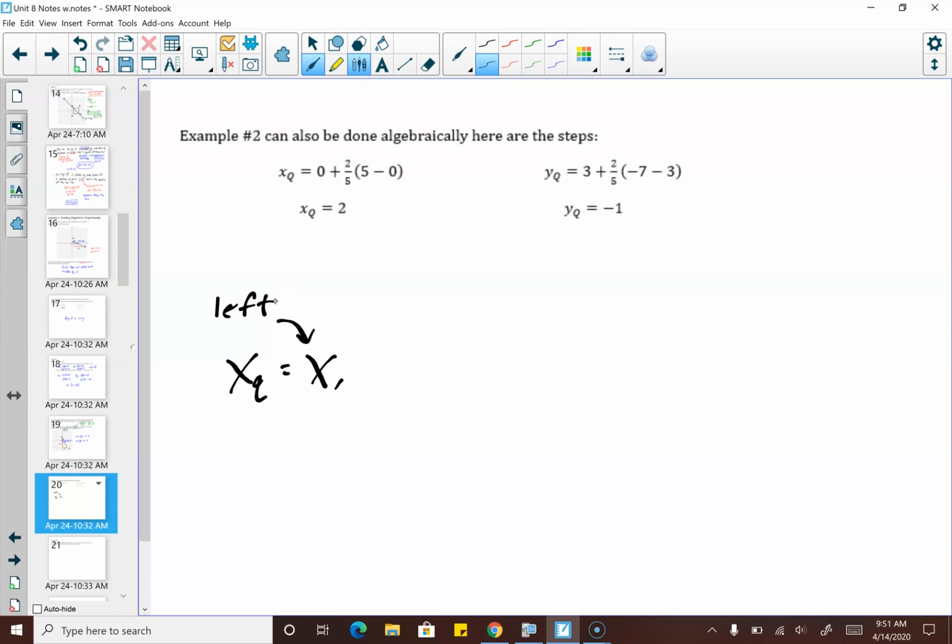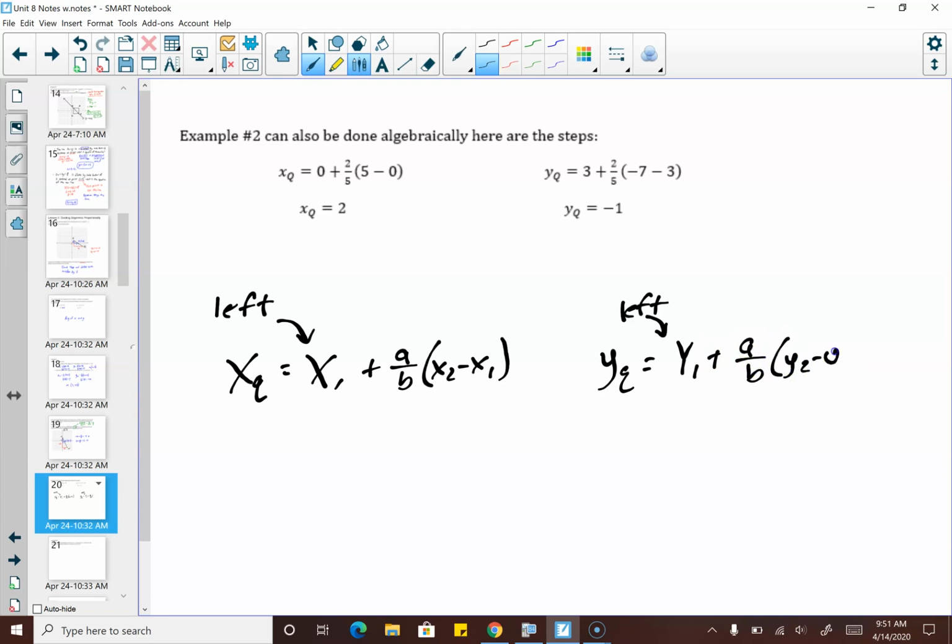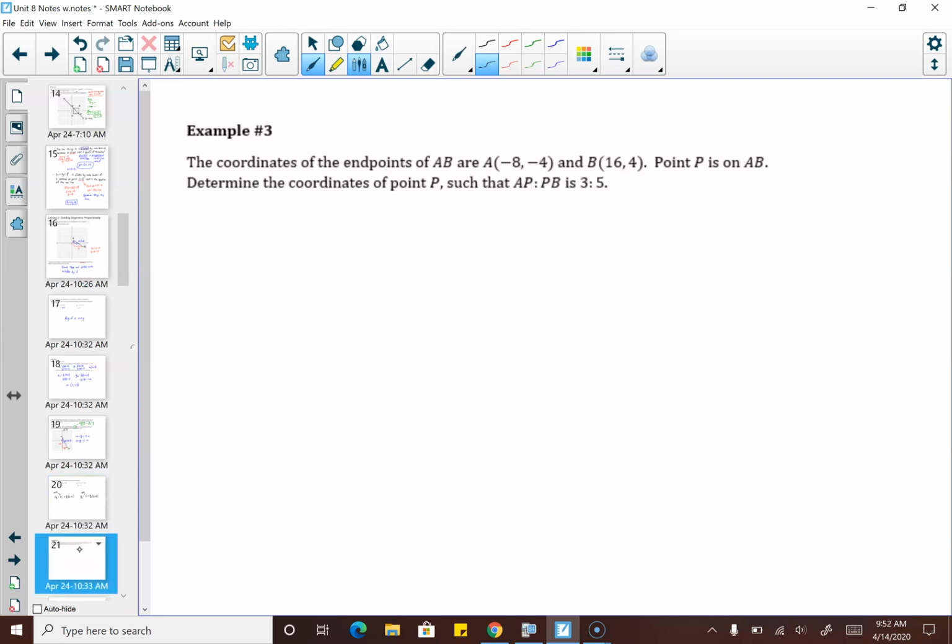Usually with these problems, they list the points from furthest to the left to furthest to the right anyway. So usually it's the first point plus whatever your ratio is, times x2 minus x1. And then yp is the same thing. It's y1, which again is the one on the left, plus whatever your ratio is, times y2 minus y1. Okay, so the 2/5 was our ratio that we worked with. And then you just basically subtract the points, essentially like you're finding the slope. The x2 minus x1 and the y2 minus y1 should look familiar from finding our slope.